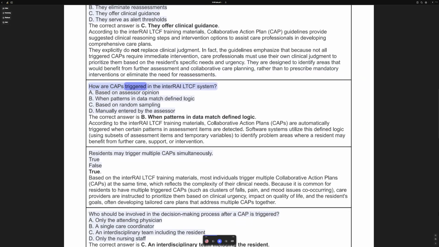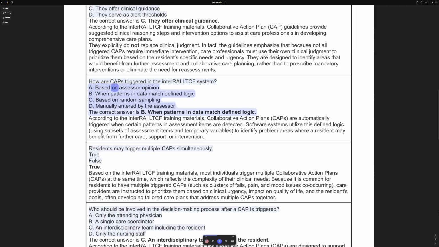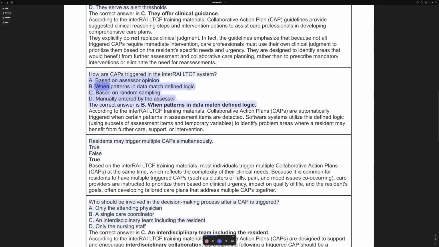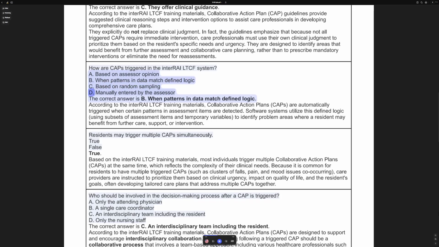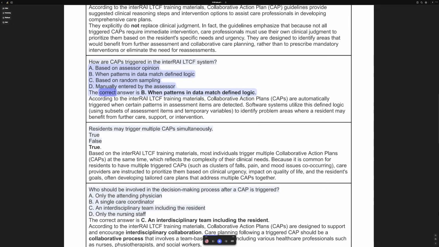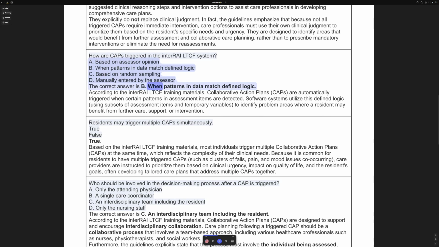How are CAPs triggered in the RAI system? A. Based on assessor opinion. B. When patterns in data match defined logic. C. Based on random sampling. D. Manually entered by the assessor. The correct answer is B. When patterns in data match defined logic.